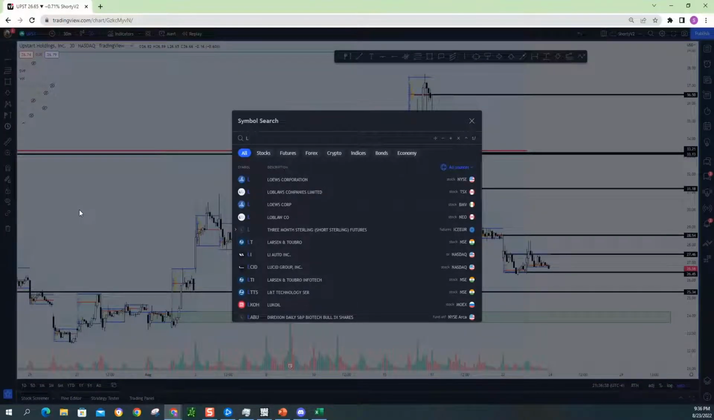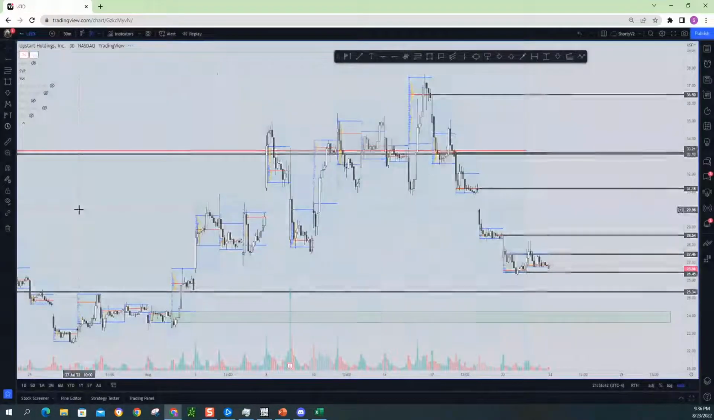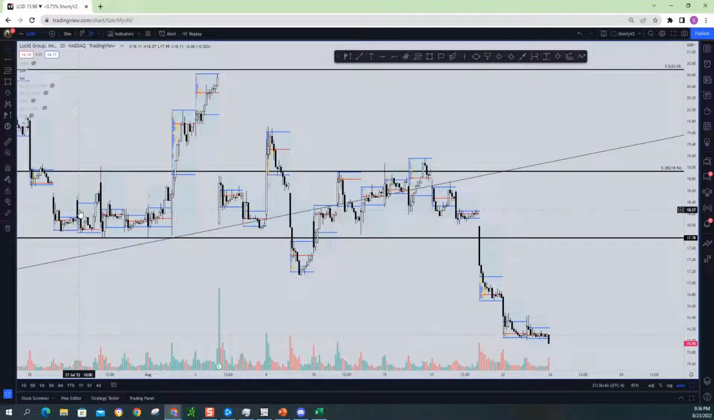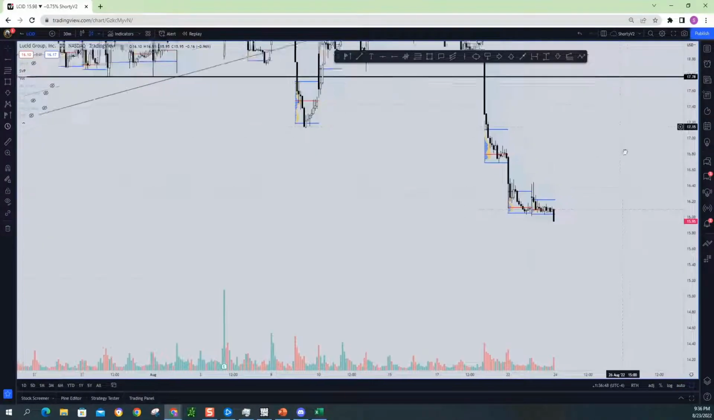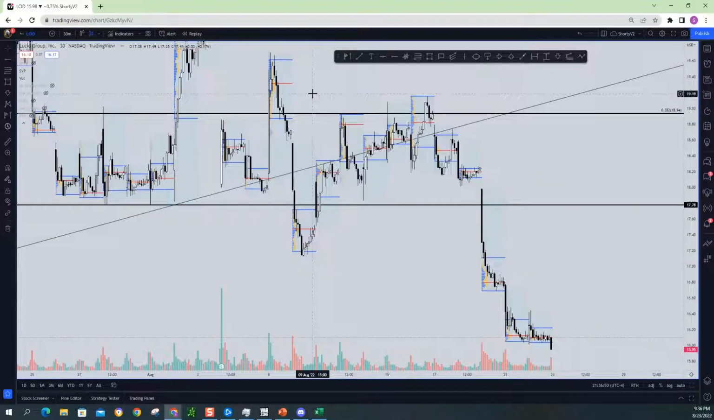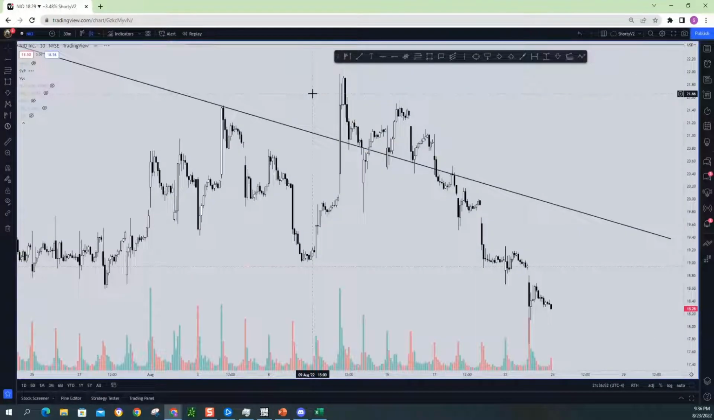What's that company, that EV with L? No, Lucid. It's going to $10, and going back to 10.